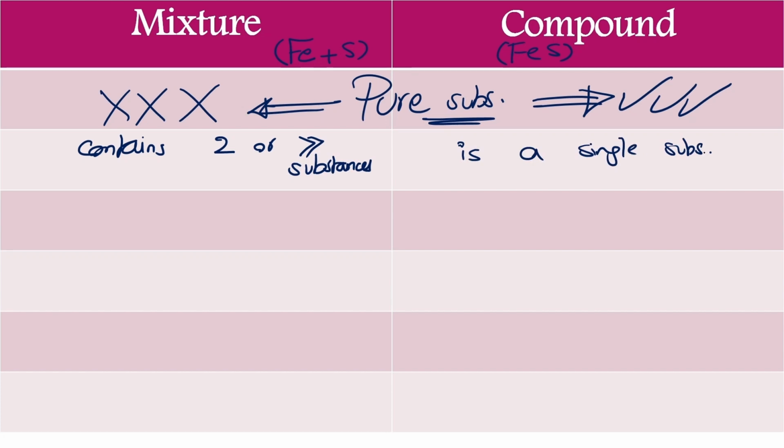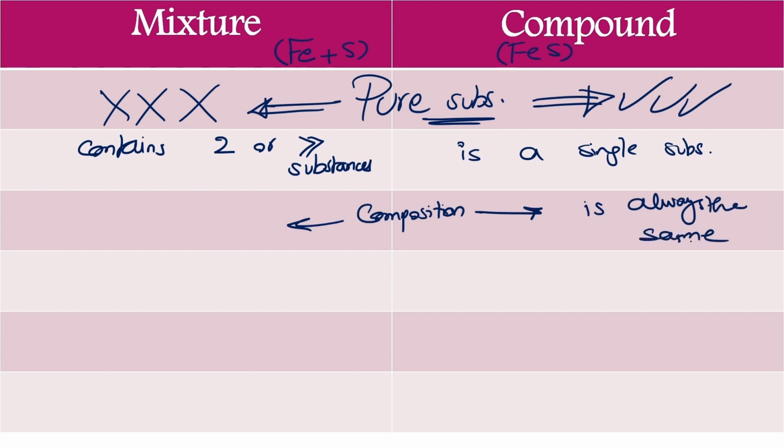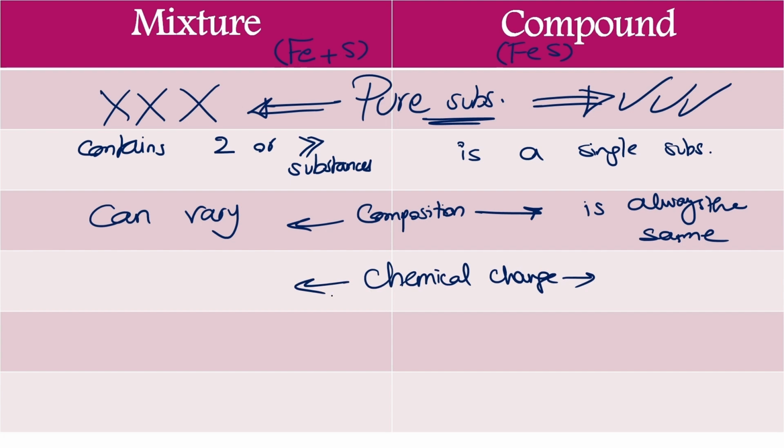The third point is that the composition in a compound is always the same. But for a mixture, the composition can vary. What about the chemical change? In a compound, there is a chemical change. In a mixture, there is no chemical change. It's just mixing substances physically.